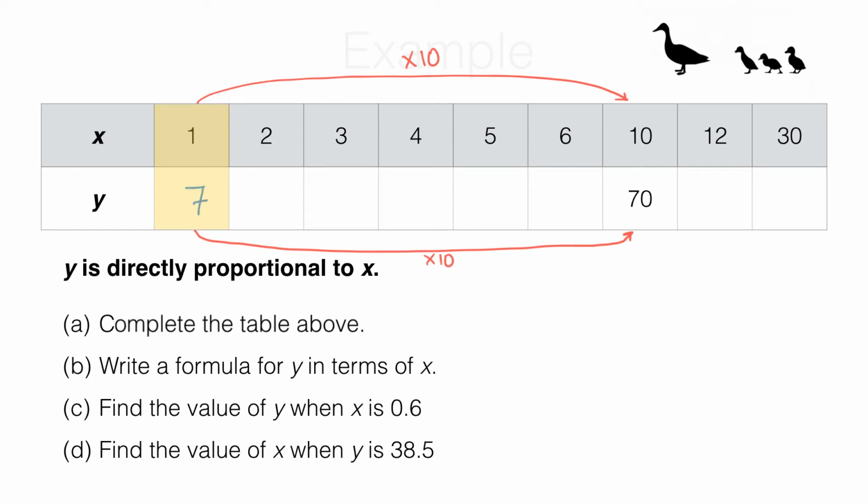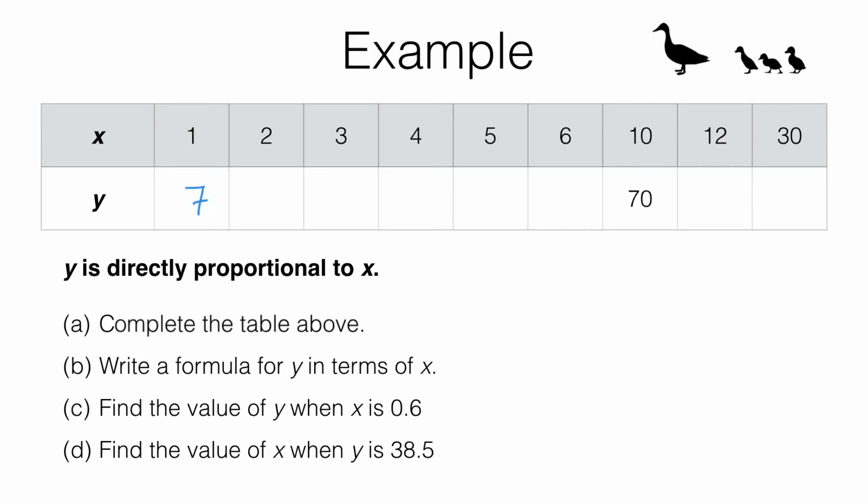We could work that out in reverse. Going from 10 to 1 is the same as multiplying by a tenth, which is the same as dividing by 10. So to work out the missing value here, we would start with 70 and multiply it by a tenth, or just divide it by 10. 70 divided by 10 gets you to 7.